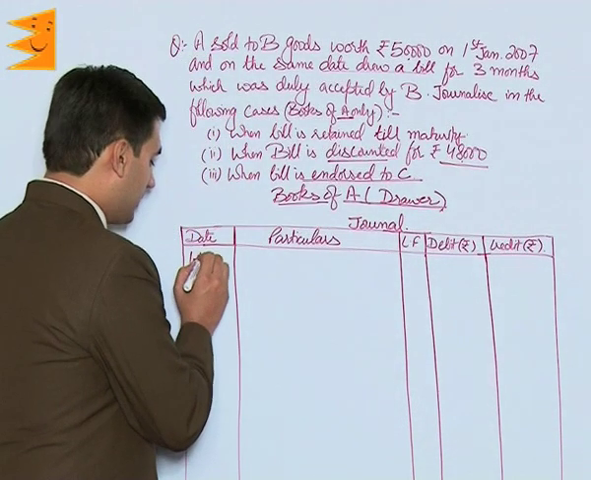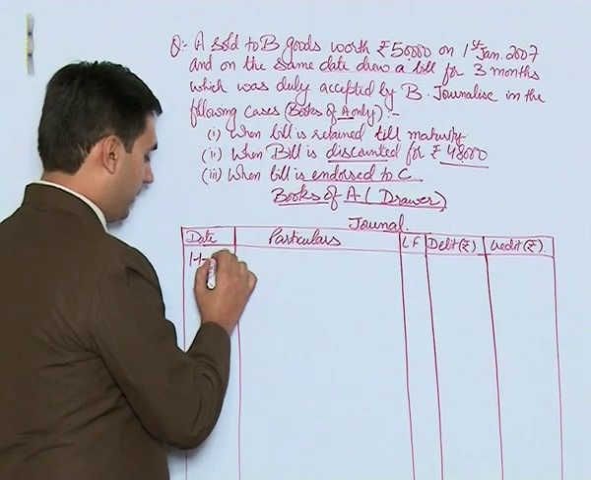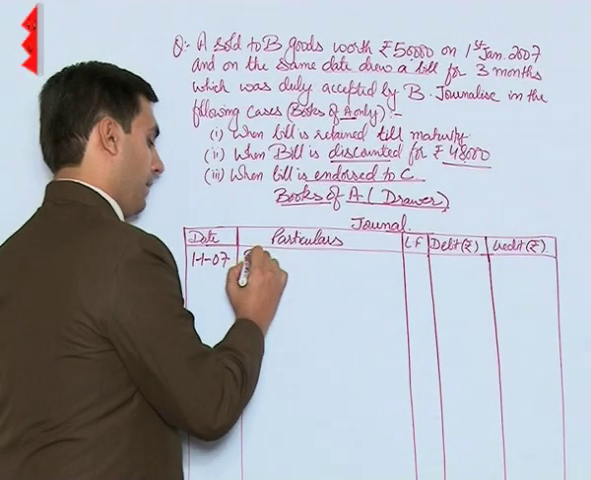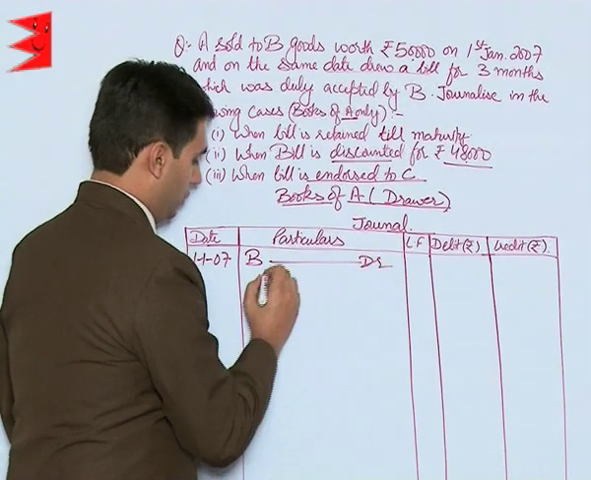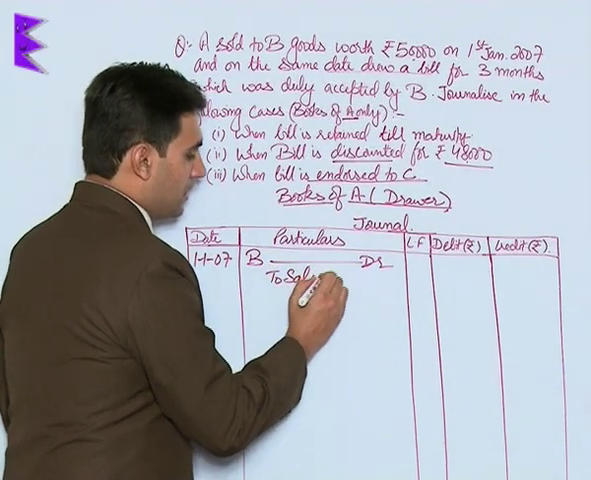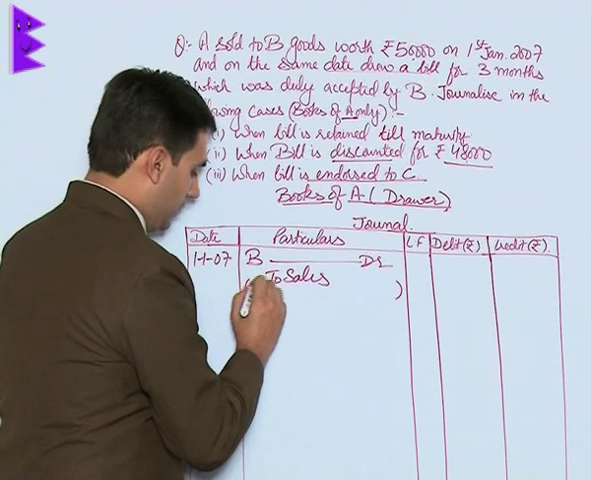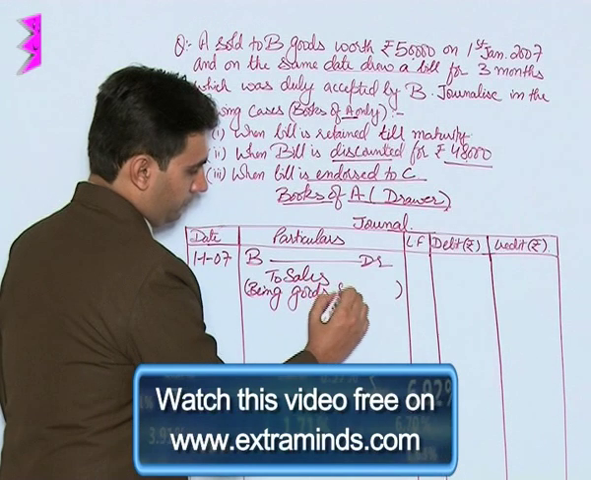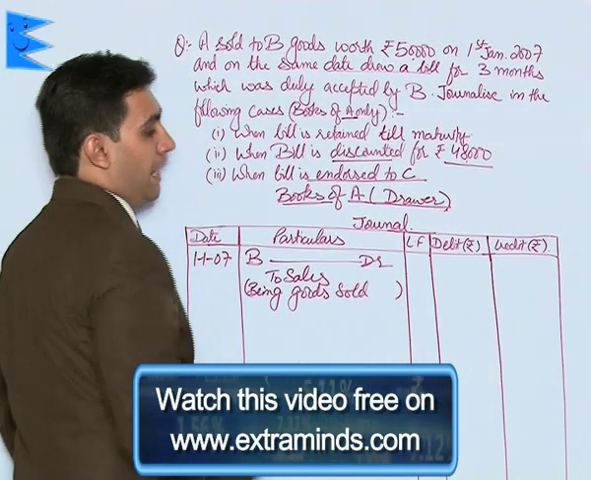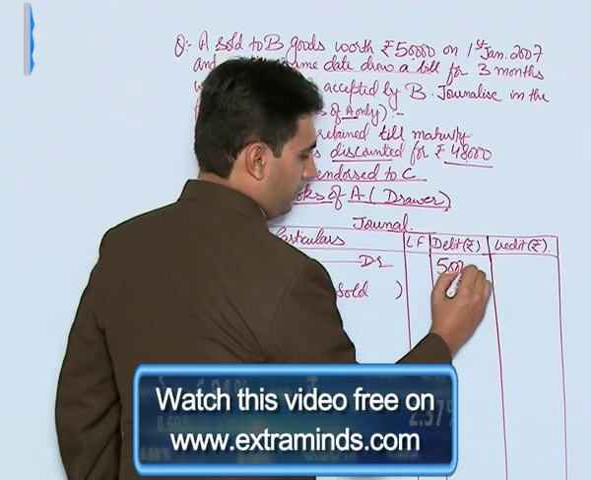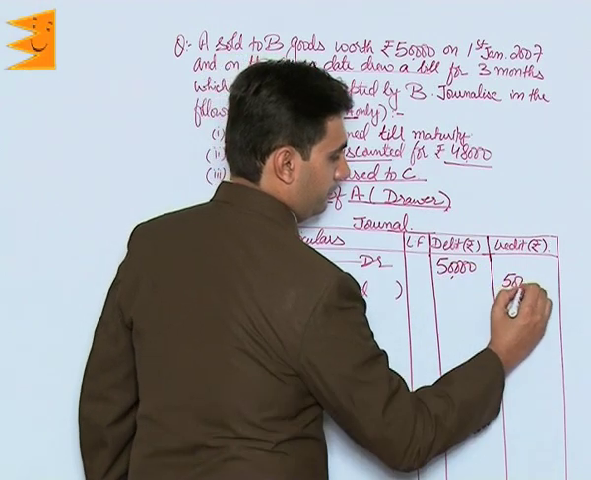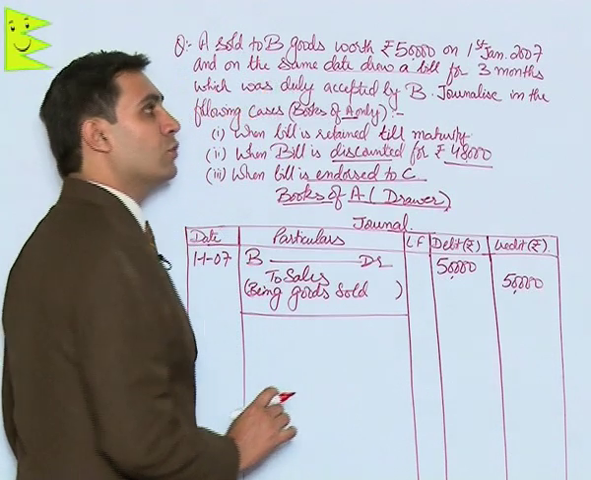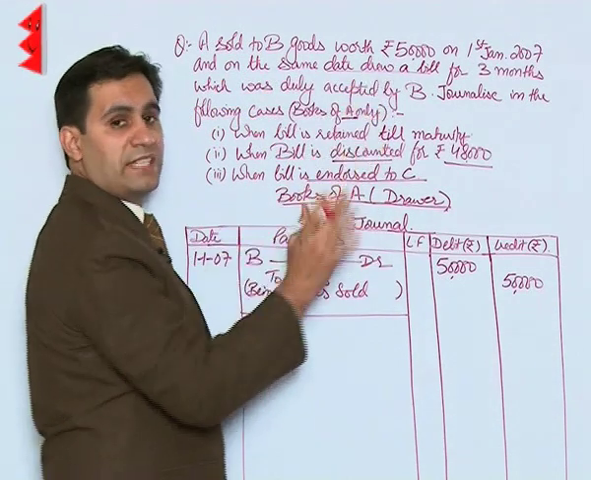Again, we will start on 1st January 2007 by recording sales. B debited to sales. Since the goods are being sold to B, narration would be being goods sold. And the amount recorded would be 50,000. The question further goes on to say that the bill was drawn on the same date.